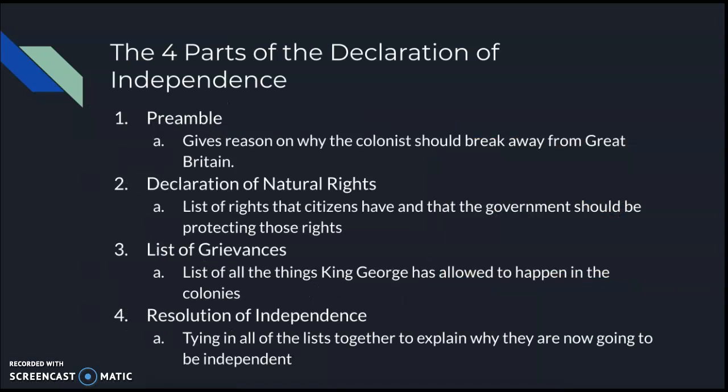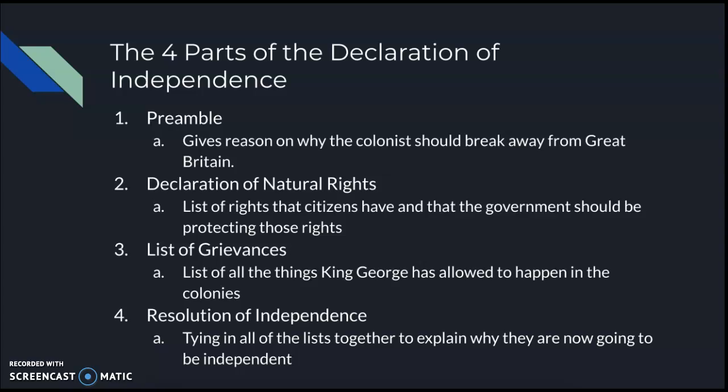So going back to the Declaration of Independence itself, it was broken up into 4 parts. We have the preamble, the Declaration of Natural Rights, a list of grievances against the king, and the Resolution of Independence. So the preamble is basically kind of like an introduction. It gives a reason on why the colonists should break away from Great Britain, why they are writing this document in the first place, why they are upset at the current situation that is currently happening in the colonies.